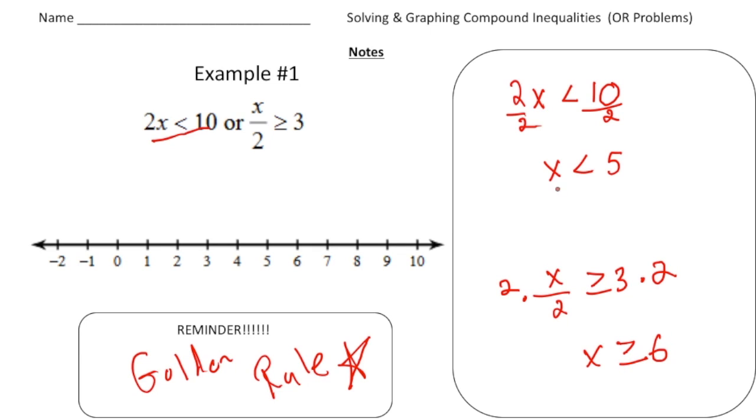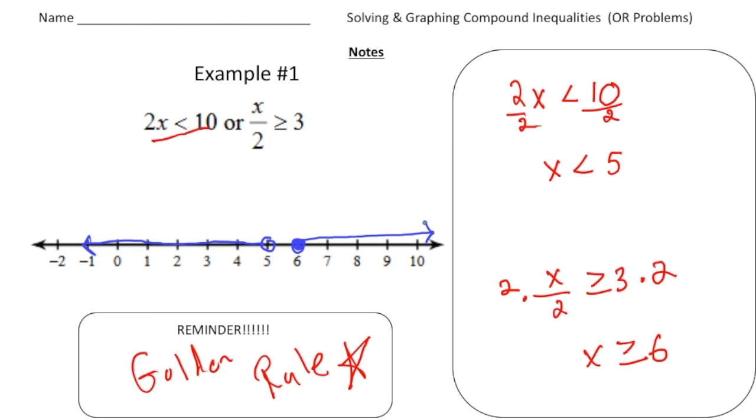Now we're going to graph both of these inequalities. Let me use a different color here. x is less than 5, so it's going to be an open circle, and the values go this way with an arrow. And then x is also greater than or equal to 6, so this is going to be a closed circle, and it's all the values going to the right here.